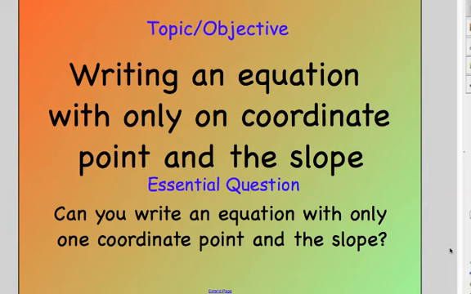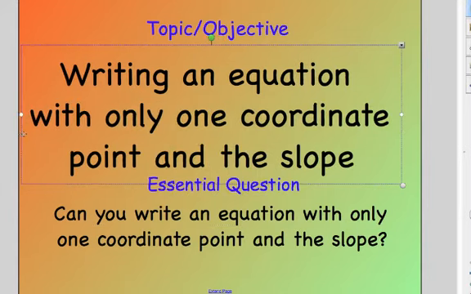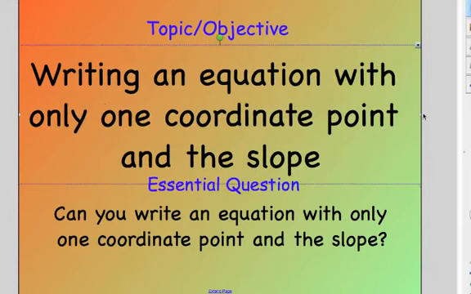Hey everybody, Dawson here on writing an equation with only one coordinate point and the slope. Wow, I spelled that one wrong, didn't I? Let's try that again. One coordinate point and the slope, and of course now the formatting gets all messed up. Okay, anyways, that's the point.